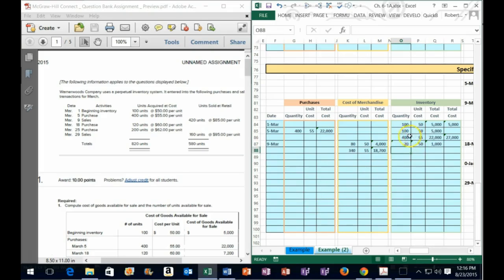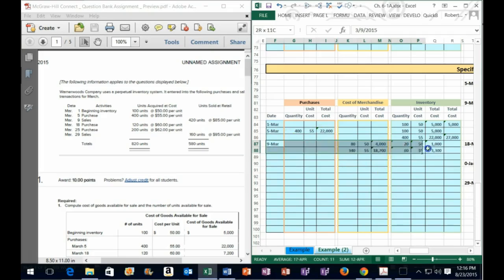That's how many we have left. How about the 400 units at 55? Well, 400, we sold 340. If we subtract that out, 400 minus the 340 means we have 60 left. Then those cost $55 each, so multiply that out: 60 times 55.